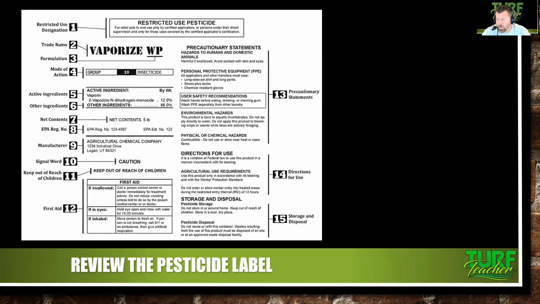We need to keep it out of the reach of children. There's our first aid in 12. And then 13 is our precautionary statements. Wash the hands before eating, drinking, or chewing gum. Wash our PPE separately from other laundry, and we should be doing that anyway. And then 14 is our directions for use, and 15 is our storage and disposal.